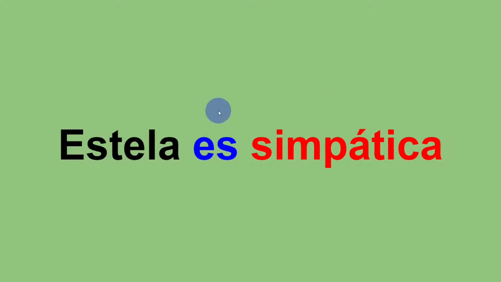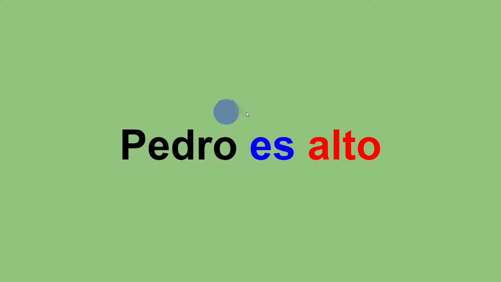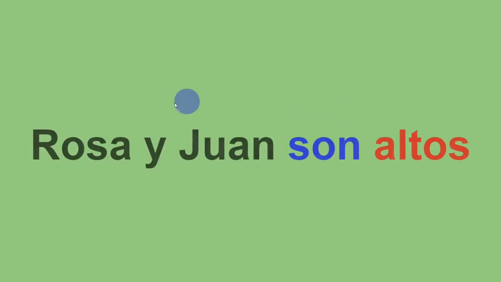Estela es simpática. Pedro es alto. Rosa y Juan son altos.